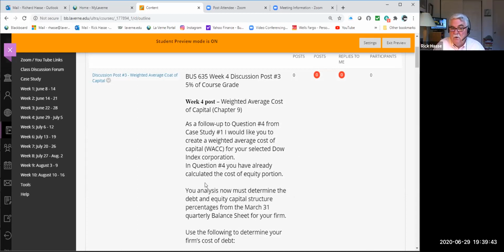In question 4, you've already calculated the cost of equity portion. You've already done that. That was your answer in question 4. You've already done the cost of equity, the capital asset pricing model.